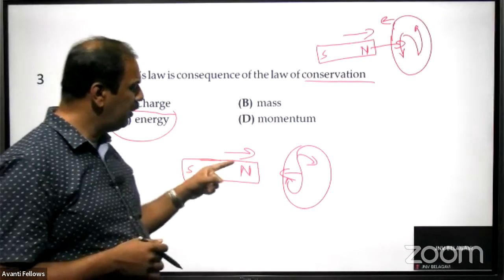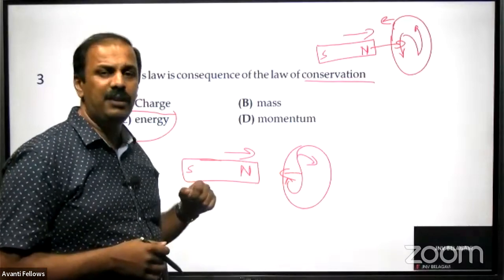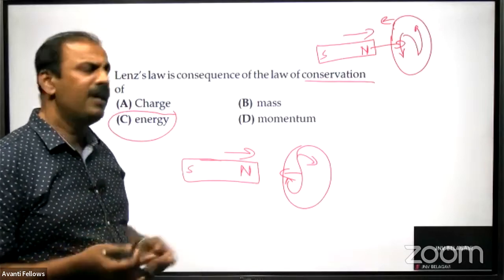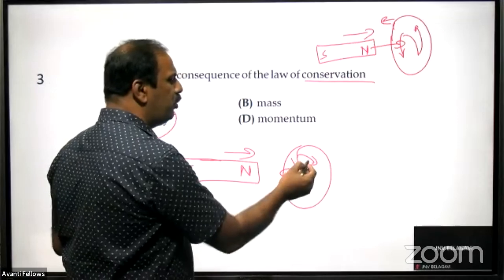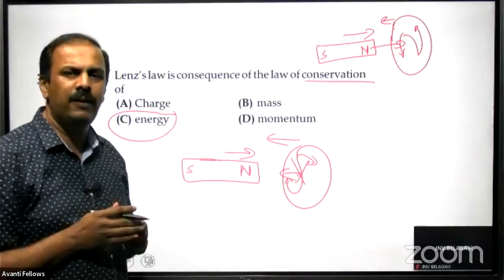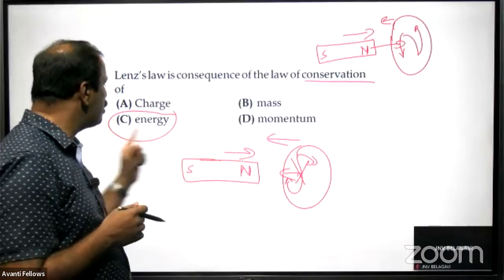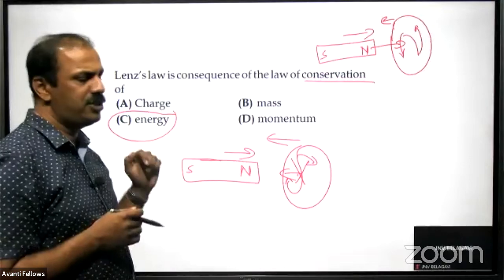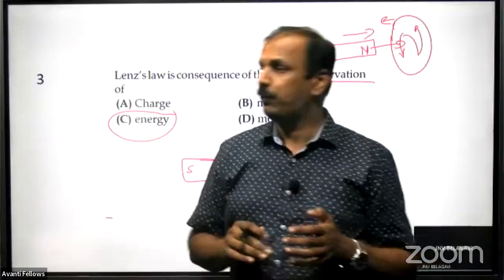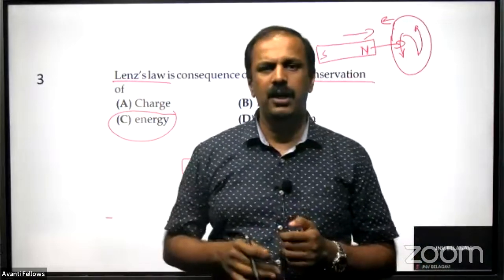Clear? That is, when you are pushing, if it is not opposing but attracting, then it will violate the law of conservation of energy. That's why it should not be south, it should be north, and it should repel the magnet back. So when you are trying to push, it is pushing back. That is in accordance with the law of conservation of energy. This question can come like this, or in another way. Directly they can ask: explain how Lenz's law is in accordance with the law of conservation of energy. Then you have to explain this.